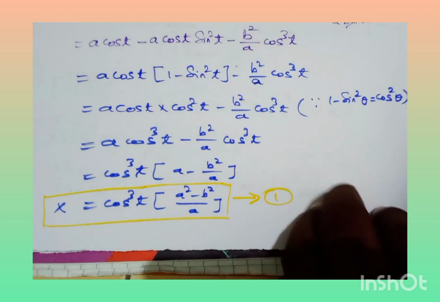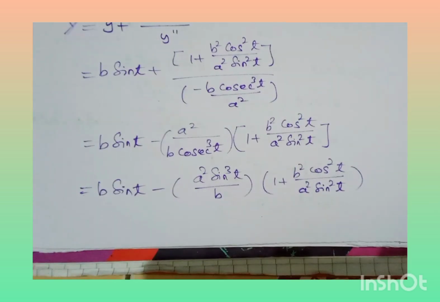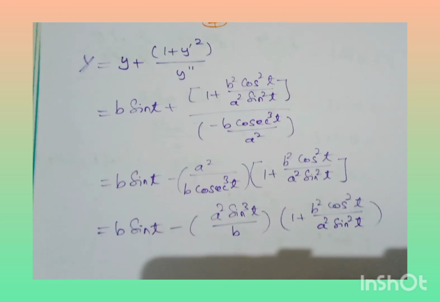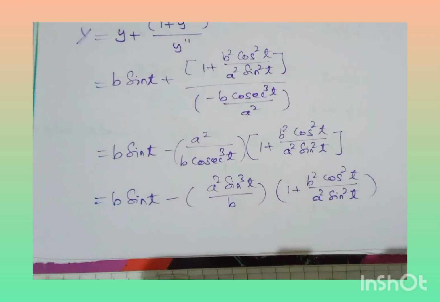Okay, let us start to find the next one. Okay, y, this is y. So capital Y is equal to y plus 1 plus y dash squared by y double dash. So b sin t, 1 plus b squared cos squared t by a squared sin squared t, by minus b cosecant t by a squared. So this is b sin t a squared by b cosecant t into 1 plus b squared cos squared t by a squared sin squared t. So which is equal to a sin t minus a squared sin cube t by b.